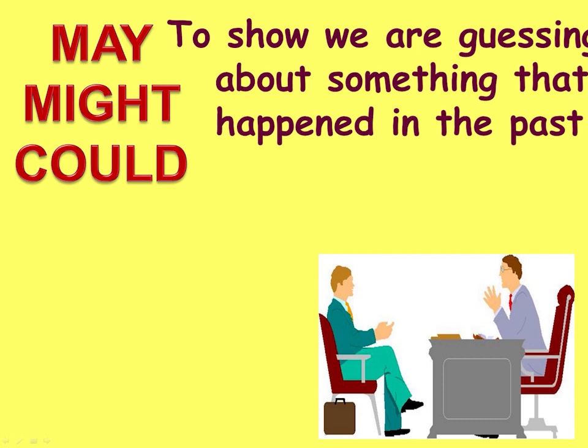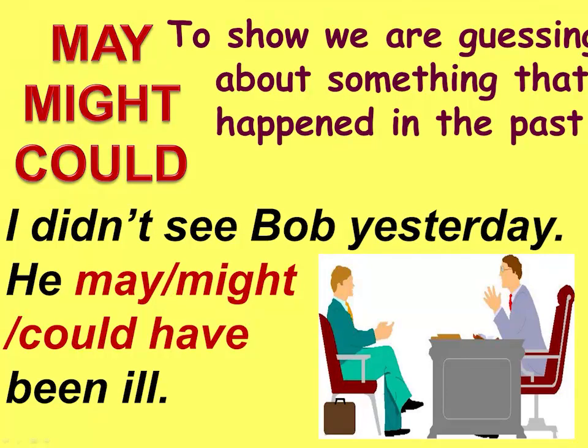May, might, and could. Now these are used to show we're guessing about something that happened in the past. We express probability in the past. For instance, I didn't see Bob yesterday. I didn't see him, so I'm not sure what happened, but I can say he may have been ill. He might have been ill. He could have been ill.